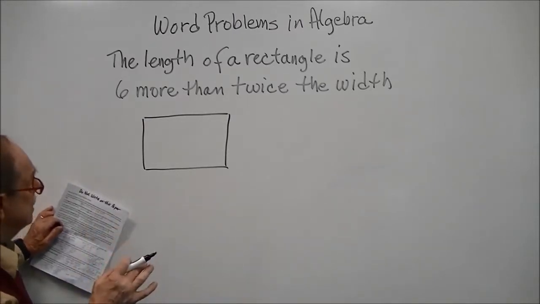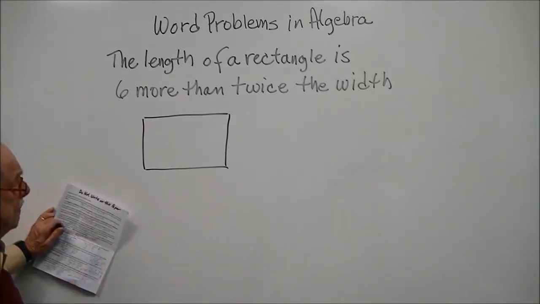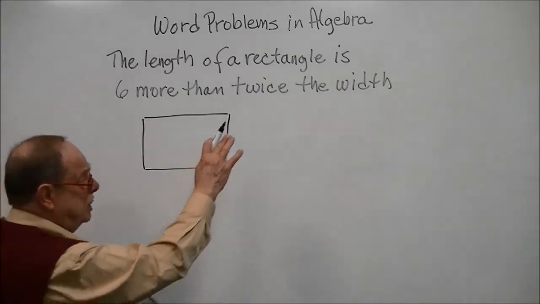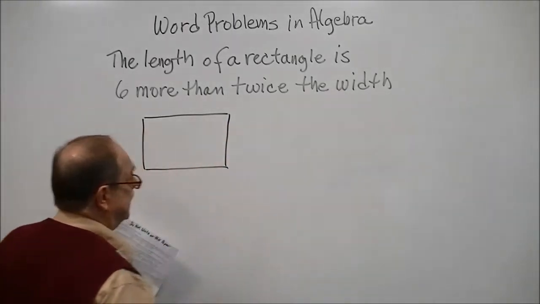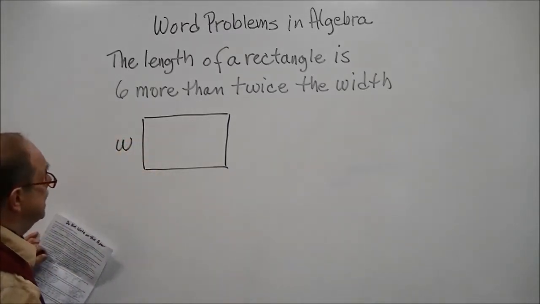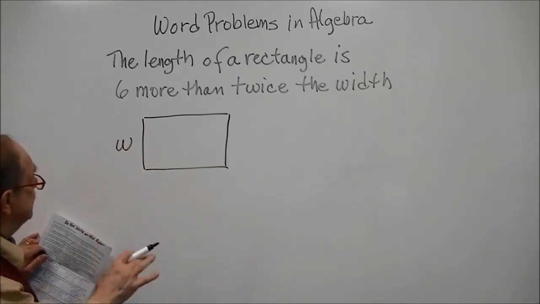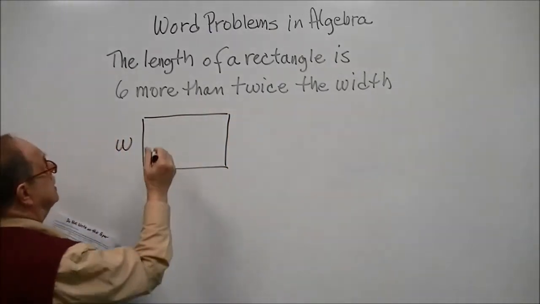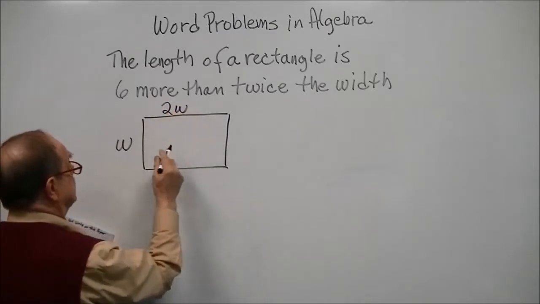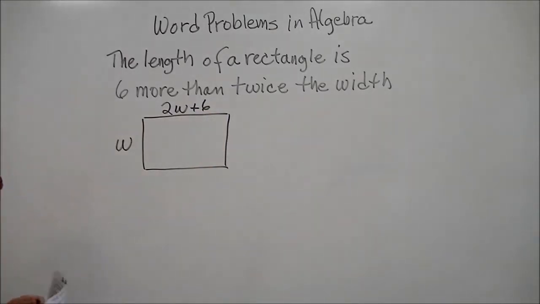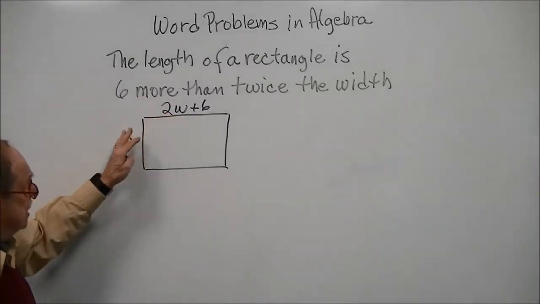Now, the length of the rectangle is 6 more than twice the width. So what is it we know, in a sense, nothing about? Well, we don't know anything about the width. So our width we're going to call W. Now we start looking at the length. What is the length? Well, we see it's twice the width, and that would be 2W, and then 6 more. So based on the information we have, we've made a diagram and we've put this information in.